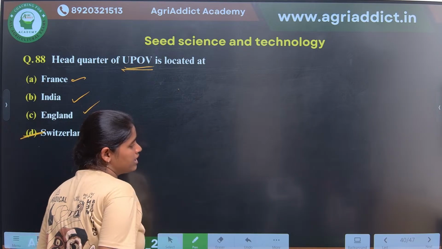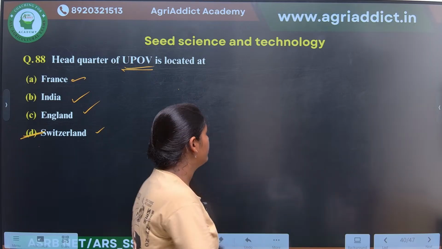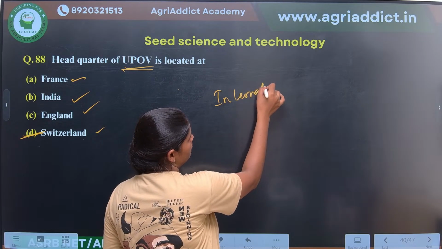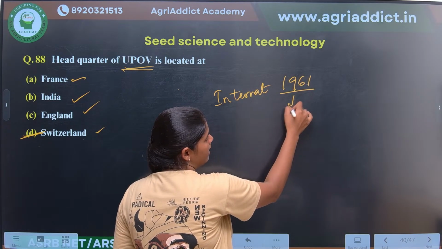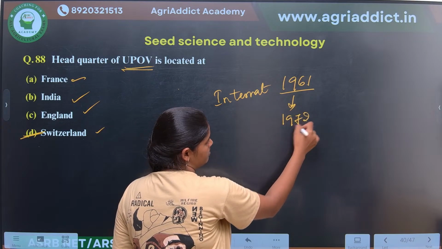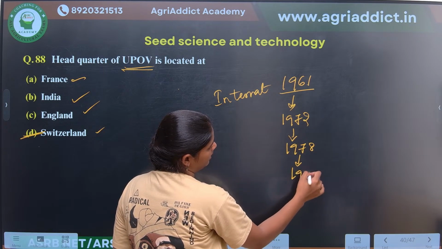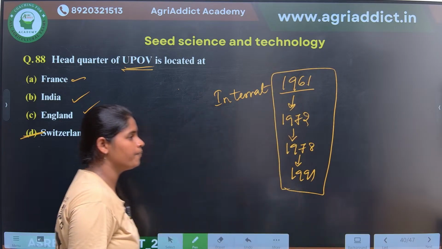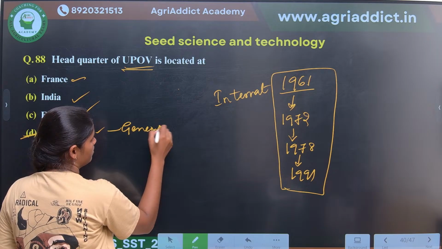UPOV means what? The International Union for Protection of New Varieties of Plants. It was signed under the International Convention for the Protection of New Varieties of Plants in 1961. From there, it has been revised 3 times: 72, 78, 1991. Headquarters is at Geneva, Switzerland.